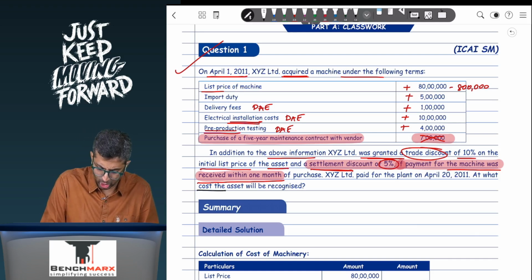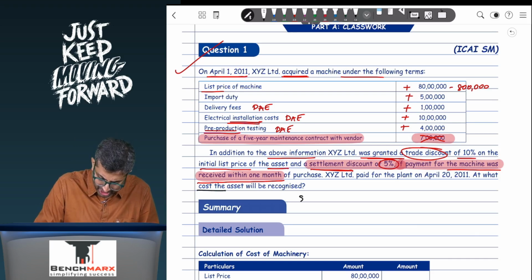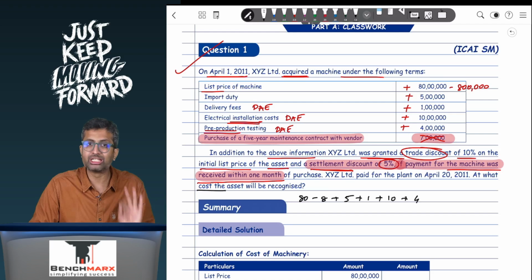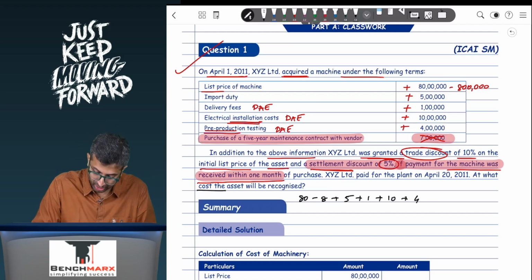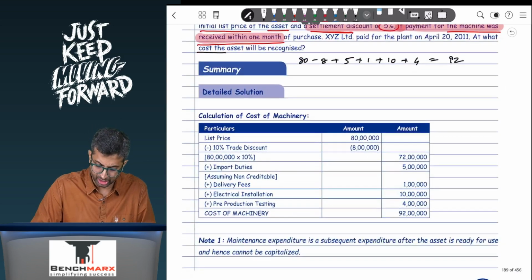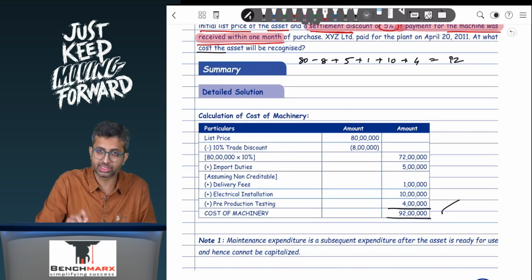So if I want to find the cost of the asset, I will say 80 lakhs minus 8 lakhs plus 5 lakhs plus 1 lakh plus 10 lakhs plus 4 lakhs. I will not deduct the cash discount. I will write a note for the same and I will not add the maintenance expense because it is subsequent expense and I will write the note for the same. So over here this is 72 and 5 and 6 and this comes to probably 92 lakhs. So initial recognition of your asset will be at 92 lakhs. So the corresponding impact in the solution also you will highlight.